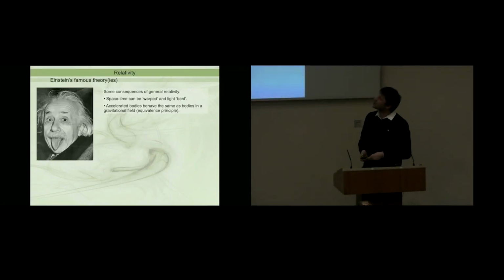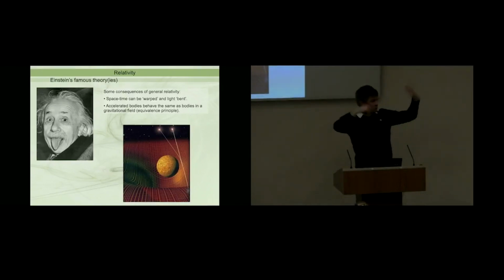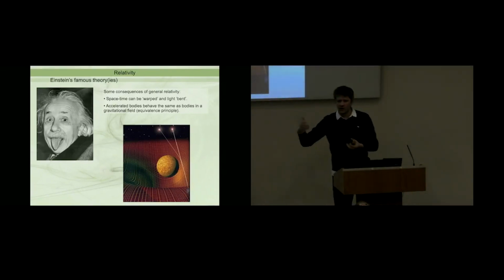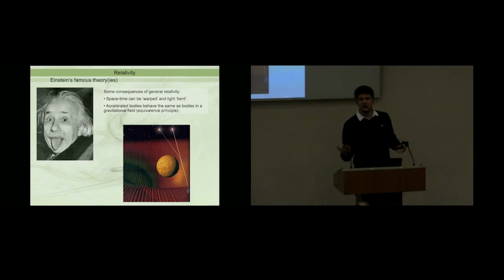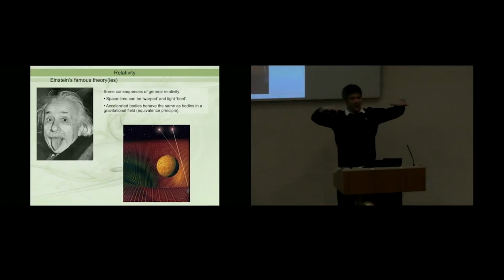For instance, space-time can be warped and light can be bent. Space-time is like this fabric containing the 3 spatial dimensions we're used to, and also time as an extra dimension. We used to think of time as something very different from lengths, but in terms of calculating quantities, they're all essentially the same. It doesn't matter if you're talking about time or lengths. So one of the consequences is, if you have mass somewhere, let's say the sun, then space-time will actually be curved around the location of the sun.